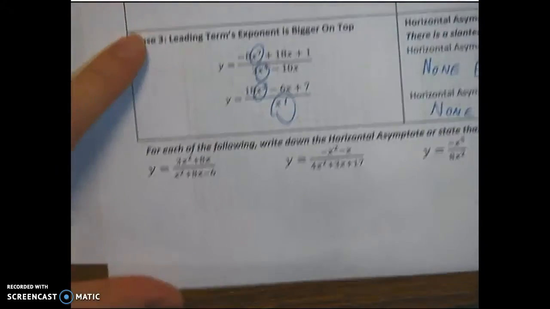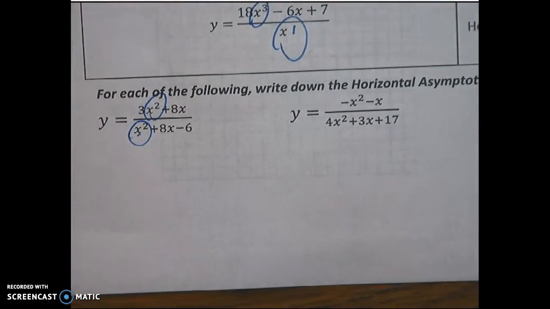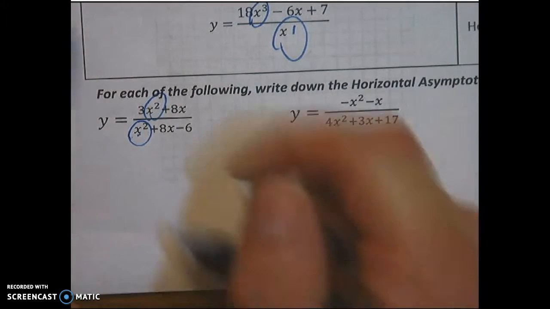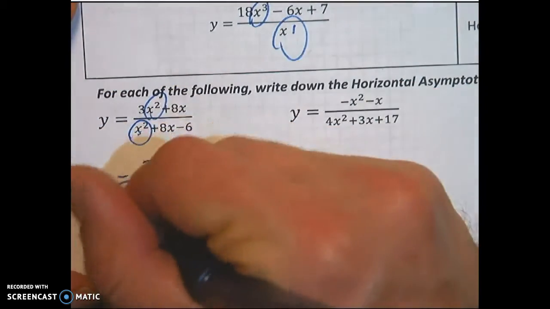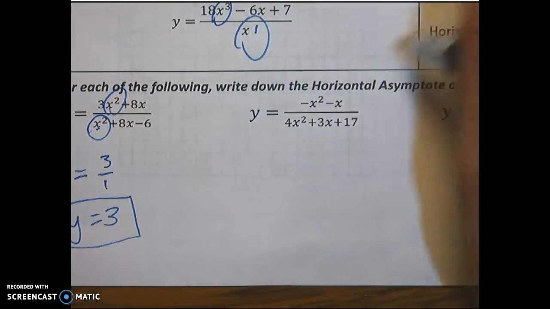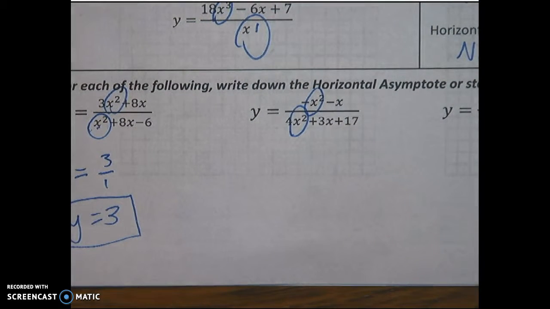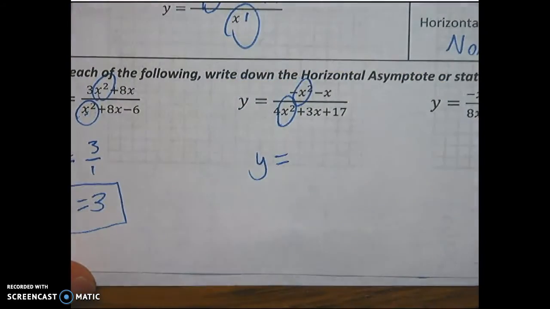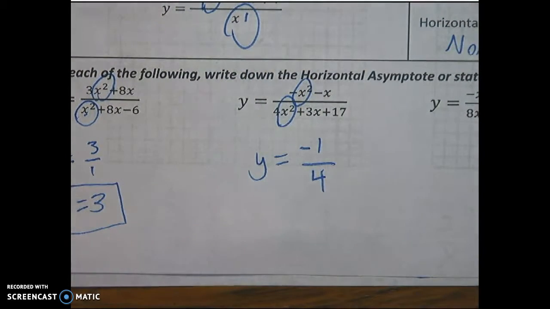Alright, so let's just do these real quick here. These appear to be the same, x squared and x squared. And when they are the same, when the exponents are equal, we divide the leading coefficients. So it's going to be 3 divided by 1, which is just y equals 3. On this one, again, the leading exponents are the same, and when they're the same, you divide the leading coefficients. So this is going to be y equals -1 over 4, and there's nothing to do there, that's it. It's just y equals -1/4, that's where the horizontal asymptote is.